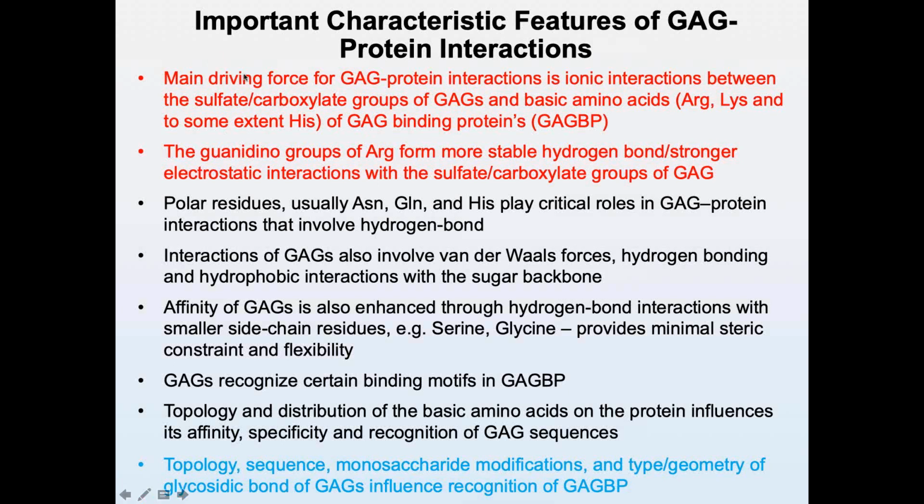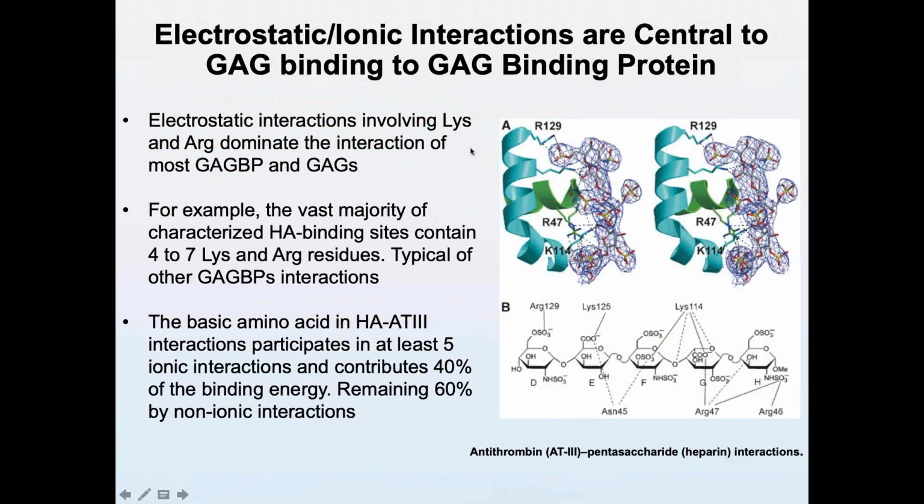So let's illustrate these 2 points with some specific examples. Here I show interaction between antithrombin and a pentasaccharide of heparin. Antithrombin, as you all know, is very important in the coagulation cascade. So basically, if you look at the interaction between the antithrombin and the pentasaccharide of the heparin, most of the interaction is mediated by what?